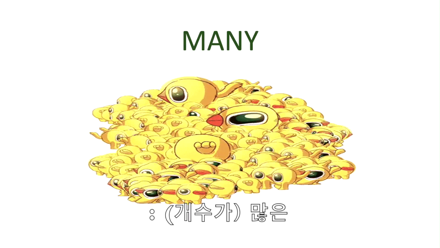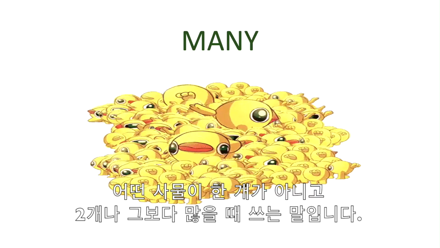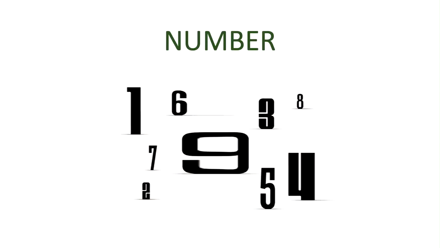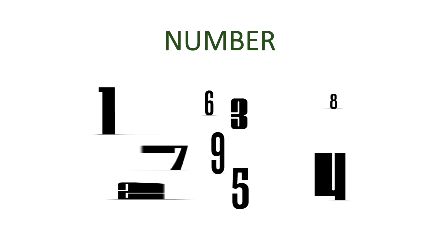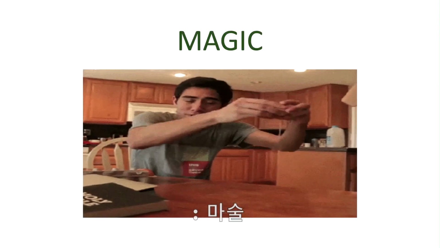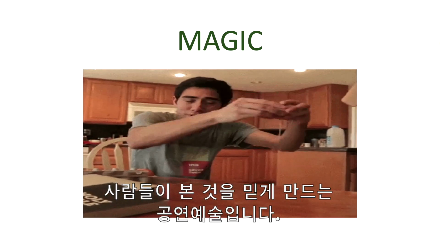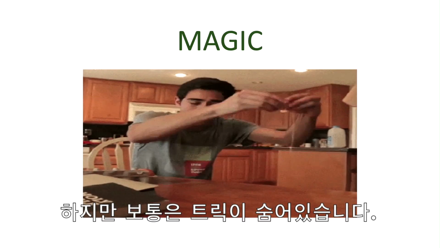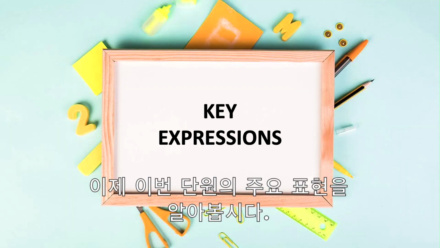Many, many. Many means things are not just one, at least two or more. Number, number. Magic, magic. It's a performance that makes people believe what they just saw, but actually there are tricks inside. And now let's see the key expression of this chapter.